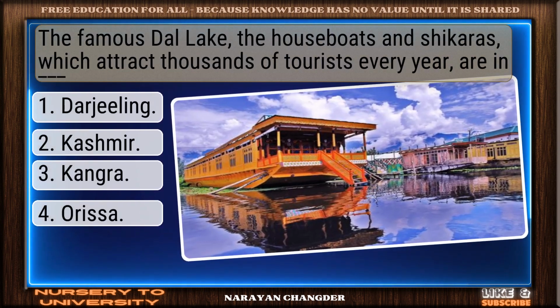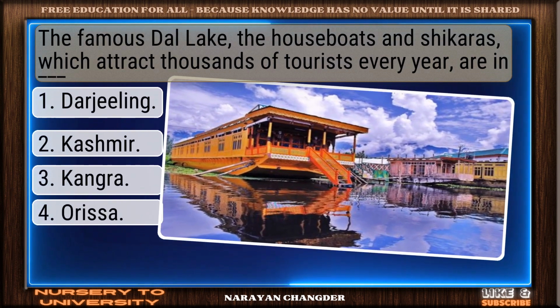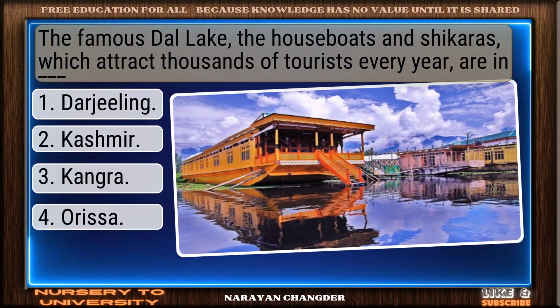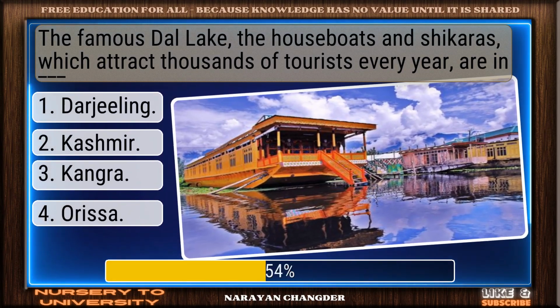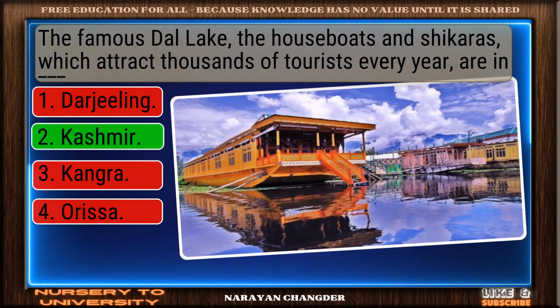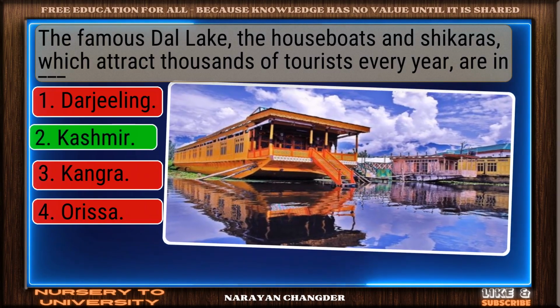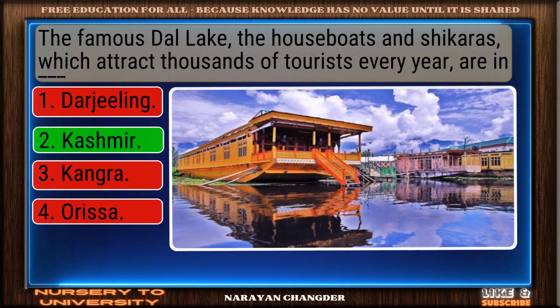Question number 28. The famous Dal Lake, the houseboats and shikaras, which attract thousands of tourists every year, are in dash. Nice selection. Kashmir is the correct and valid answer.